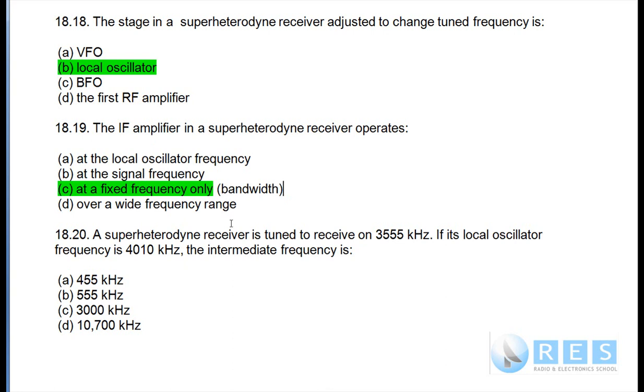18.20. A superheterodyne receiver is tuned to receive 355 kilohertz. If its local oscillator is on 4010 kilohertz, the intermediate frequency is. Well, the intermediate frequency would have to be the difference between the local oscillator and the received signal. And the difference between the local oscillator on 4010 and the received signal on 355 is 455 kilohertz. So the IF in this receiver would be 455 kilohertz.